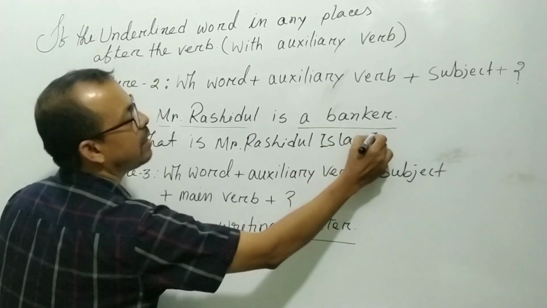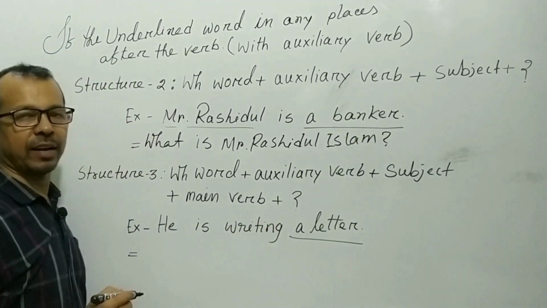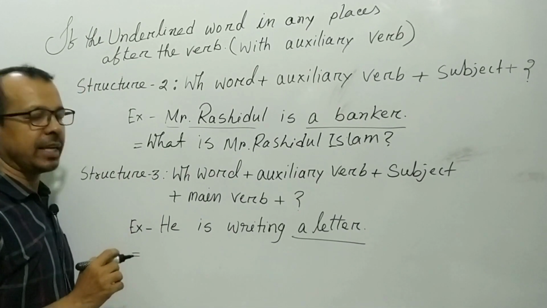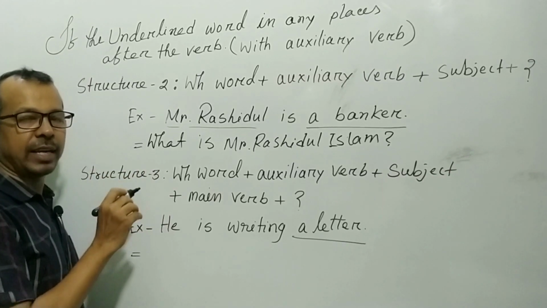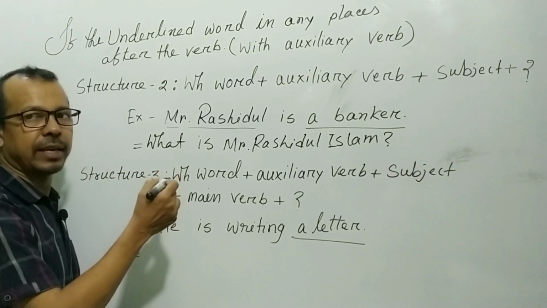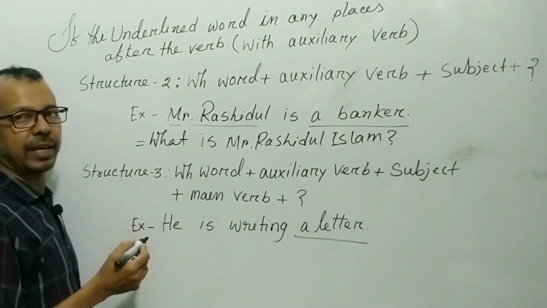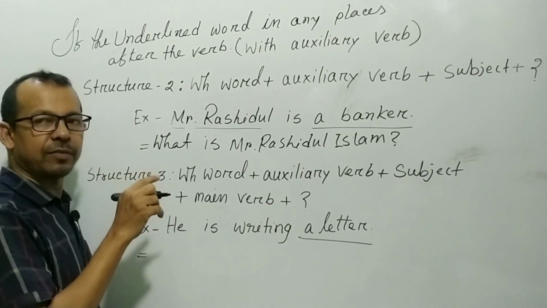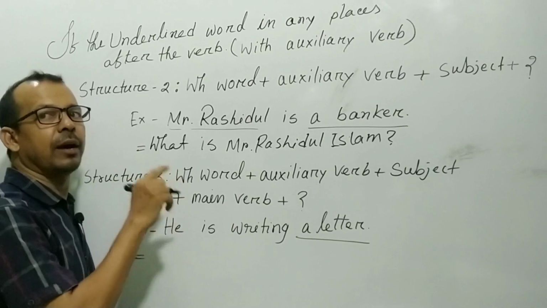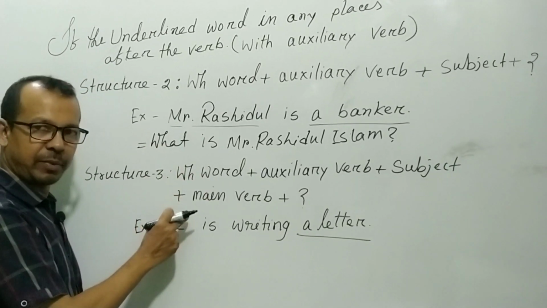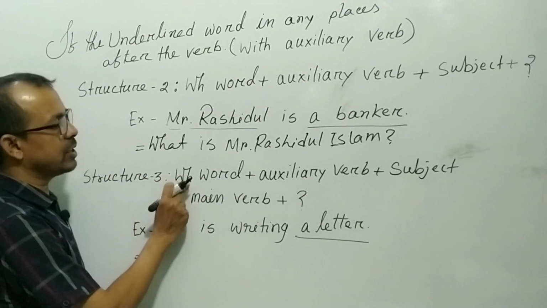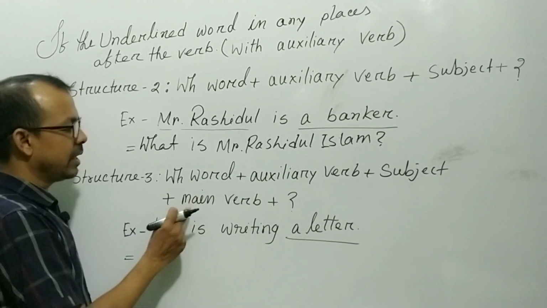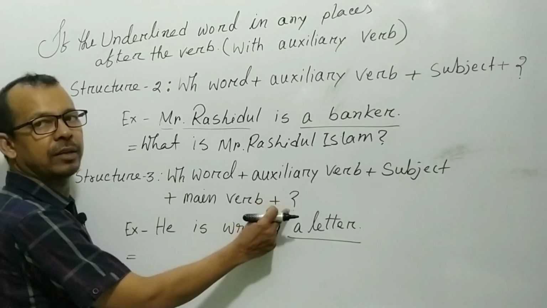Rashidul Islam. Then question mark should be given. Okay, my dear student. Second rule. If the underlined word is any place after the verb, and if the auxiliary verb is with the main verb, then the structure will be like this. So WS word at first, then auxiliary verb, then subject, then main verb, then question mark.